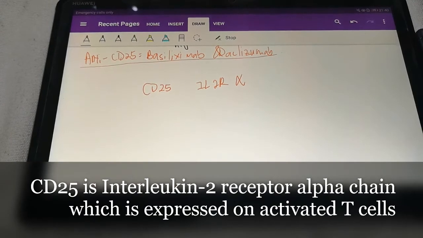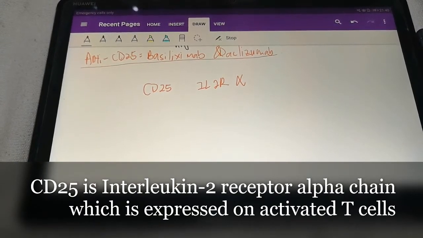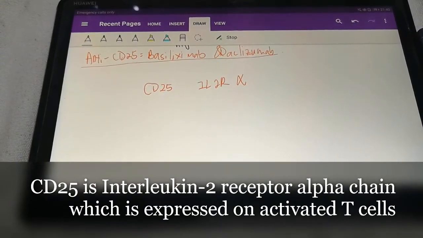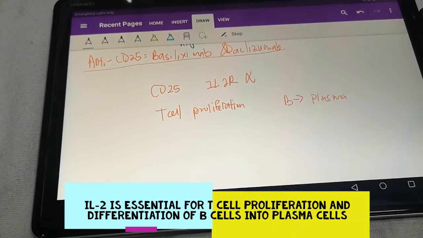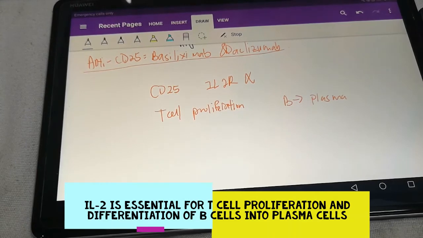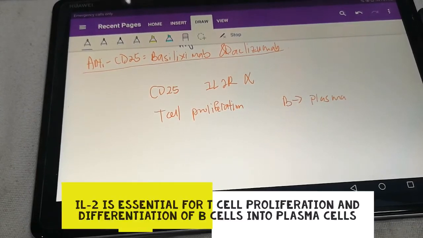CD25 is the interleukin-2 receptor alpha chain, which is expressed on activated T cells. IL-2 is essential for T-cell proliferation and differentiation of B cells into plasma cells.